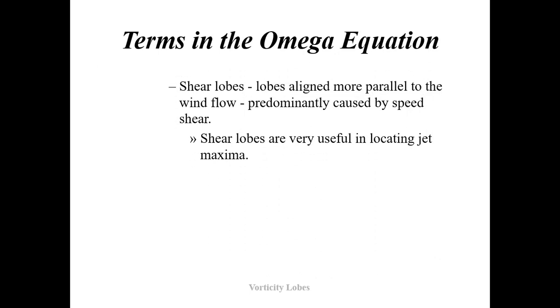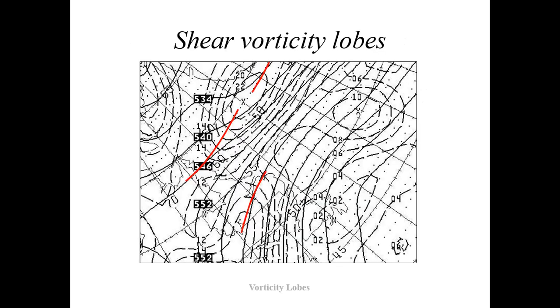Another type of vorticity lobe is what's known as a shear lobe. These are lobes aligned parallel to the wind flow, predominantly caused by speed shear. So you would find shear lobes in the vicinity of a jet stream, most likely, because there's fast movement of wind speeds within that jet core. Shear lobes are very useful in locating those jet maxima. Those little pockets, those jet maxes of very fast-moving wind speeds, are usually associated with the shear lobes.